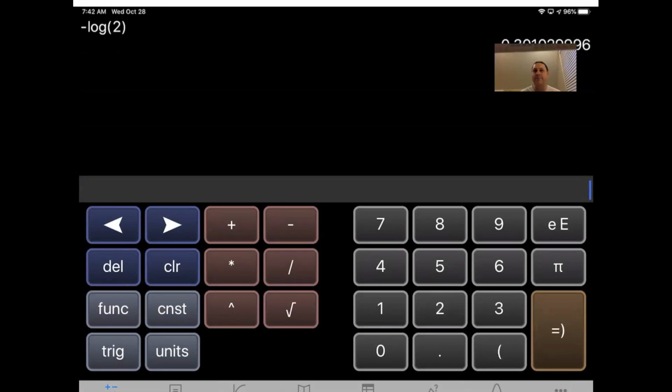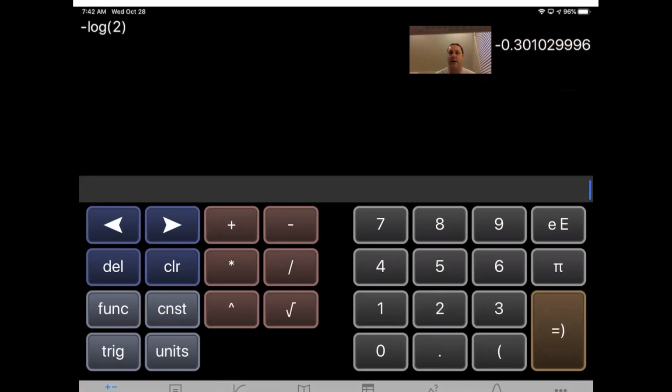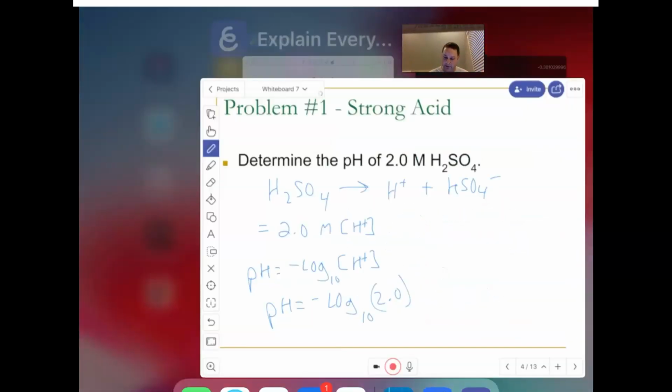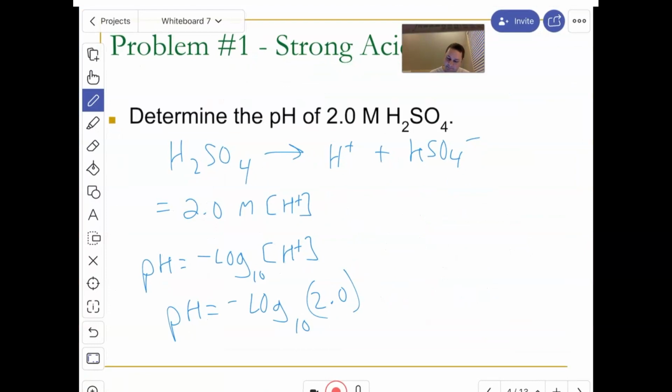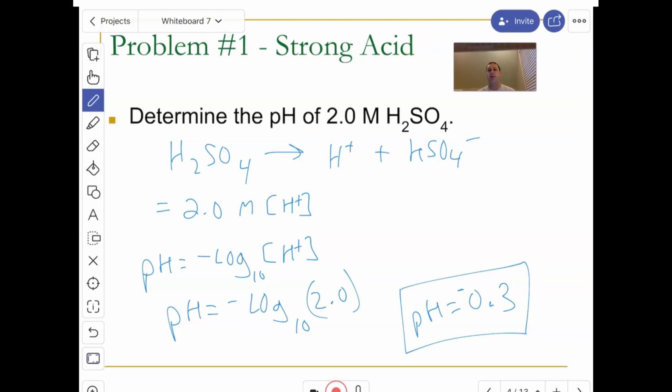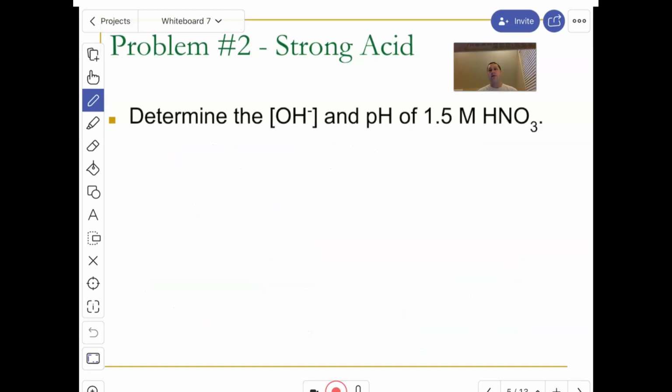And I'll hit enter. And I gotta get myself out of the way. It looks like my pH is negative 0.3 for this one. Negative 0.3. And that's that. And that should be about as straightforward of a calculation as you're going to get in the questions to come. So now here is one that takes a little bit of a roundabout way.